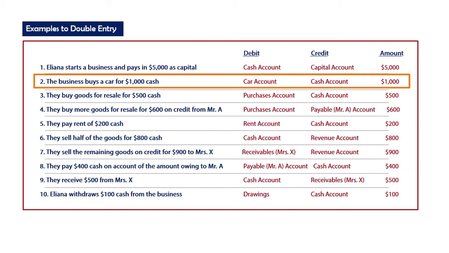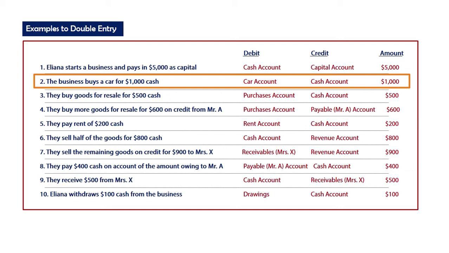Now, what are the elements in play here? We have car as an asset and cash as an asset. What are their movements? The car is increasing. The cash is reducing because we have exchanged $1,000 worth of cash for a car. So we debit the car account, which is an increase of an asset. Then we credit the cash account where the asset is reducing.